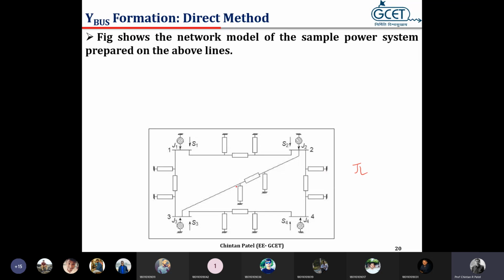You can see the pi. Look at the line between bus number 2 and 3. In it we have considered the pi model. Each line is represented by a pi model.